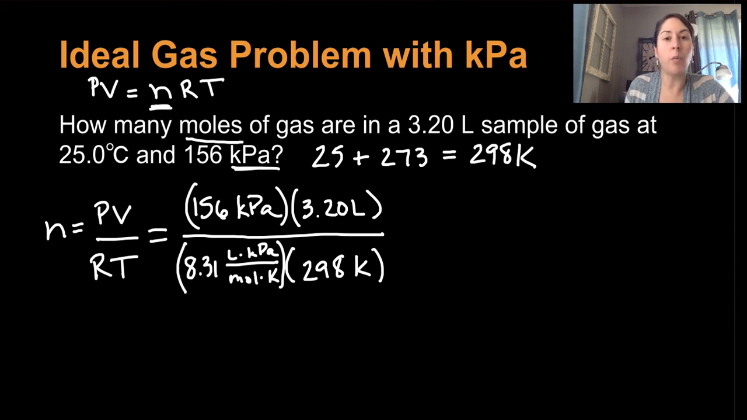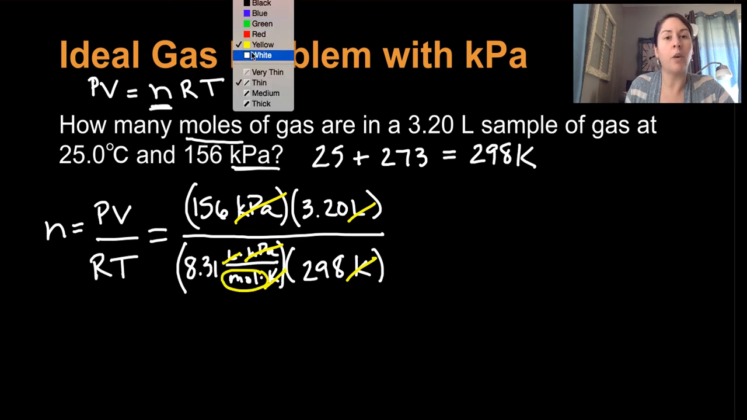Once we have that, we can cancel out those units. I'm going to grab a different color here. I see kilopascals on the bottom and on the top, so those cancel. I see liters on the bottom and on the top, so they cancel. This is Kelvin on the top and this one's on the bottom, so these two cancel and I am left with moles, which is the unit I wanted to find out.